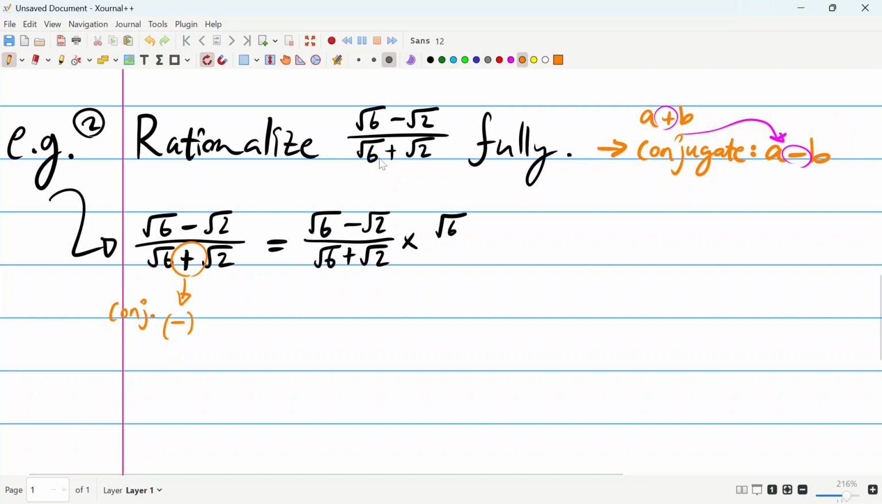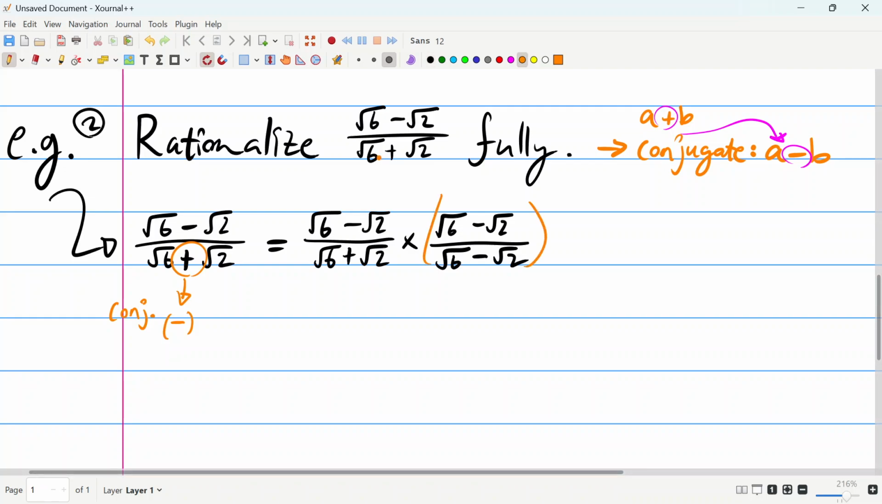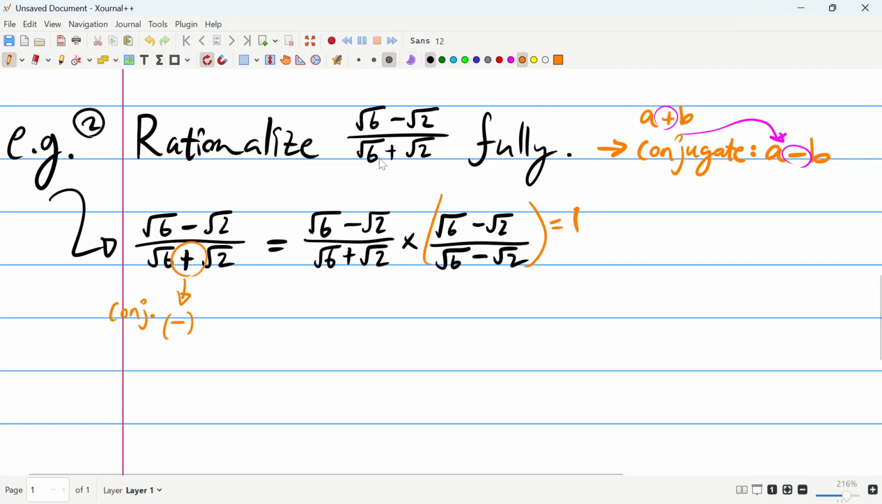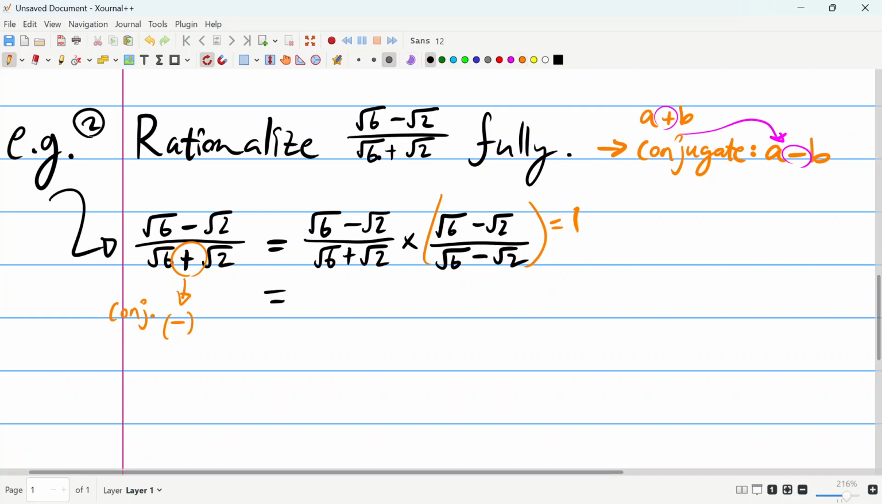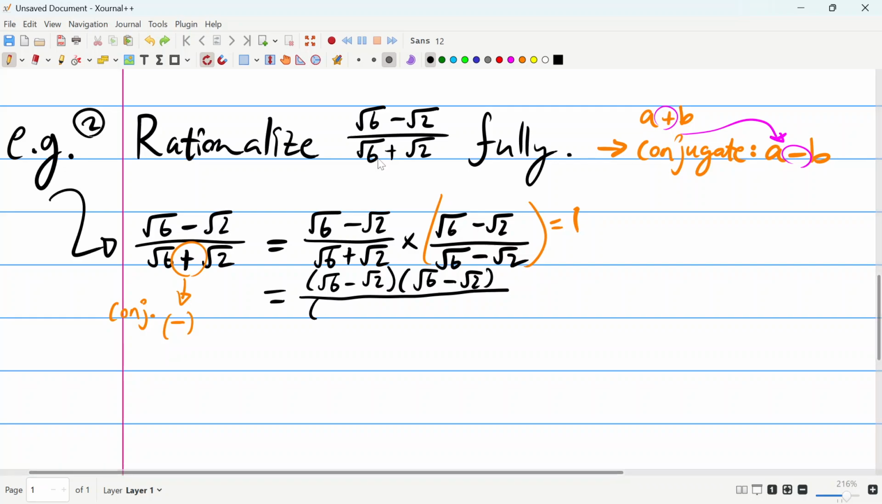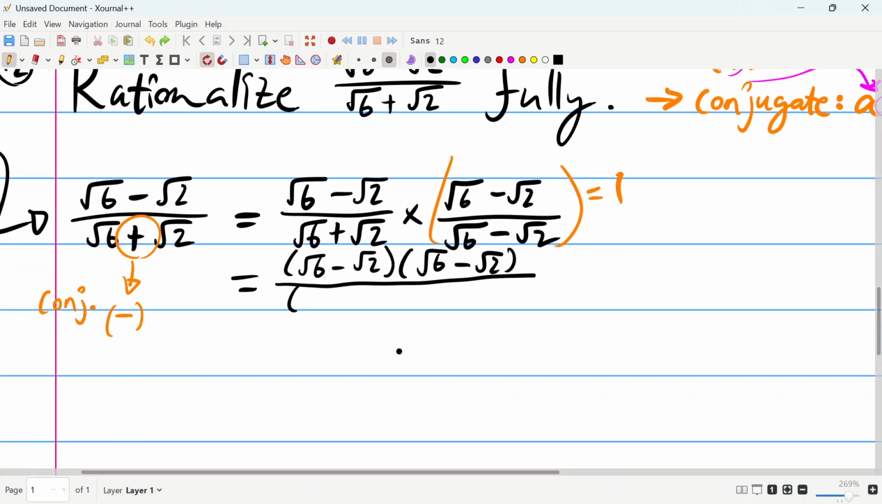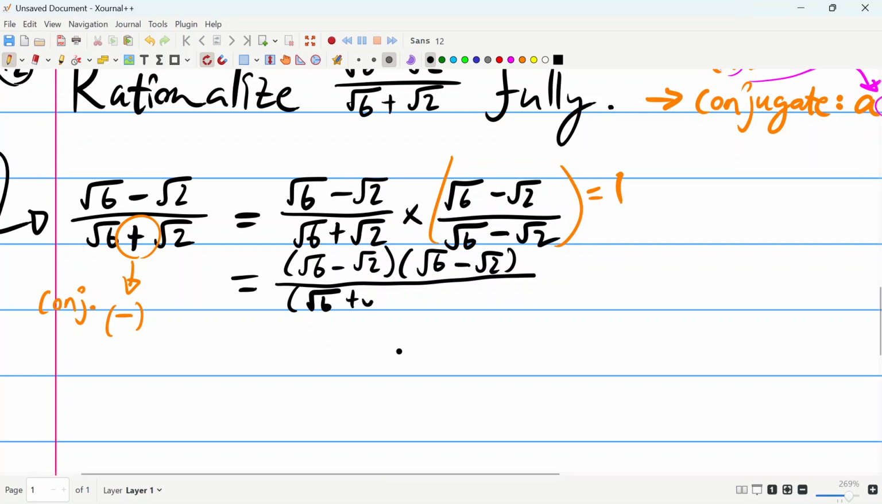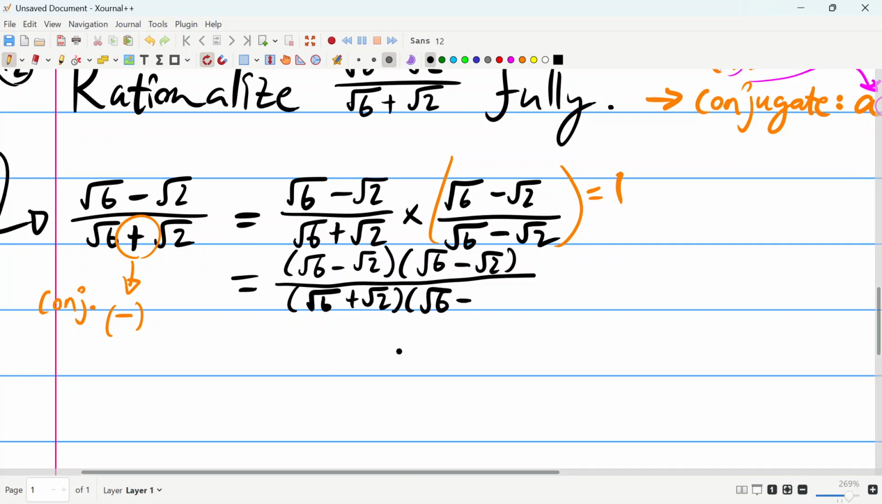Okay. So it's going to look like this. It's going to be the square root of 6 minus the square root of 2 over the square root of 6 minus the square root of 2, so that we can make sure we keep this equal to 1. Okay. So that it works in the expression. And then all we do is multiply the fractions now, okay? So we're going to have the square root of 6 minus the square root of 2 multiplied by the square root of 6 minus the square root of 2, all divided by the square root of 6 plus the square root of 2 multiplied by the square root of 6 minus the square root of 2.